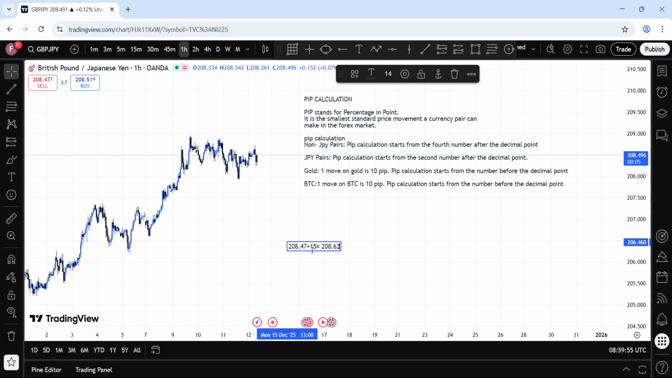Then if they say the current market price is 208.47, but the market moved 15 pips backwards, so we're going to subtract. It will be minus 15, and the new market price will be 208.32. So we just minus it. It's simple maths. That's how it is.